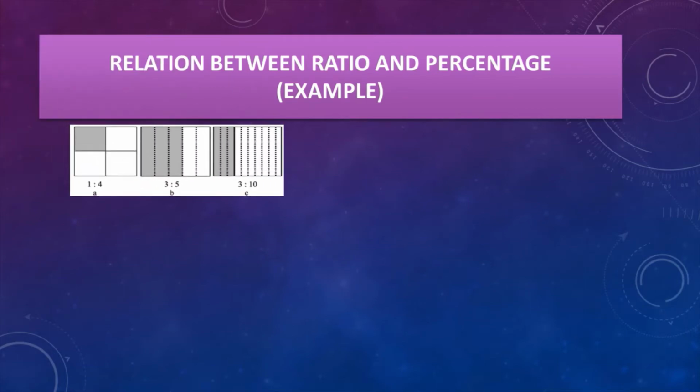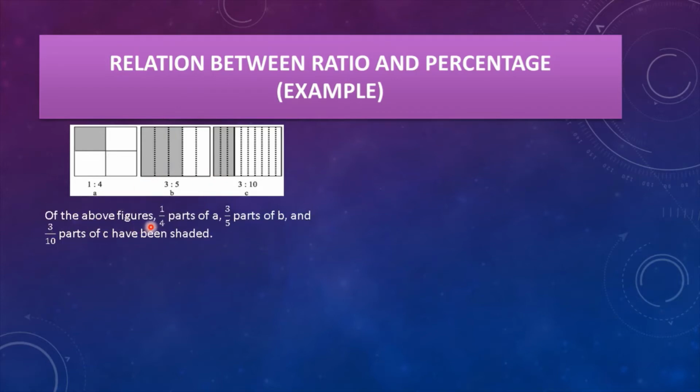You can see three figures in here, A, B and C. You can see there are four parts in this figure, four square parts, and you can see one part is shaded in here, and the second figure three parts is shaded in here, and the third figure three parts is shaded in here.